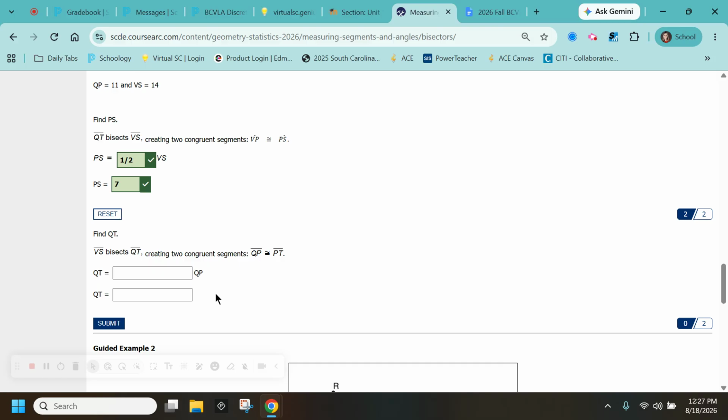For QT, we have VS bisects QT, creating two congruent segments, QP and PT. We know that QP up here is 11. So QT, the whole segment, is going to be twice the length of QP. And 2 times 11 is 22.